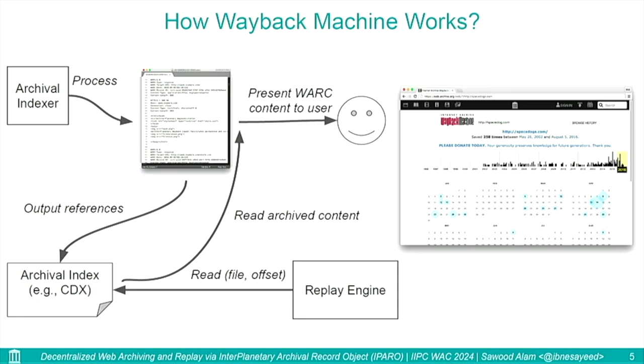You have these WARC files, you index them, you make a CDX index out of it, and then when someone makes a request to play something back, you try to find the record in the CDX file that will tell you this piece of information is present at this offset in so-and-so WARC file. Go grab that data, unpack it, do some rewriting, and play it back.